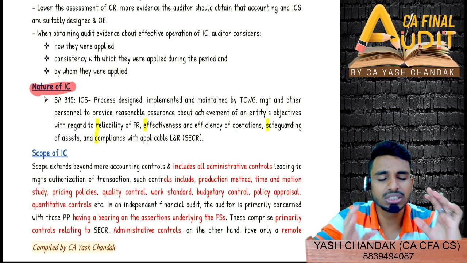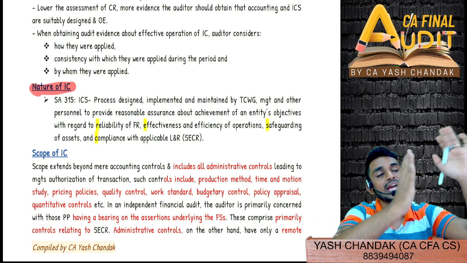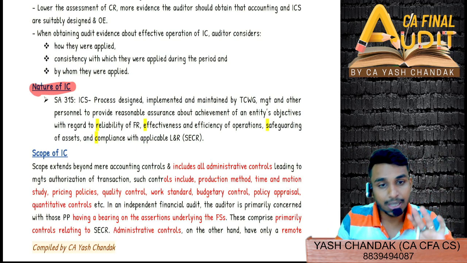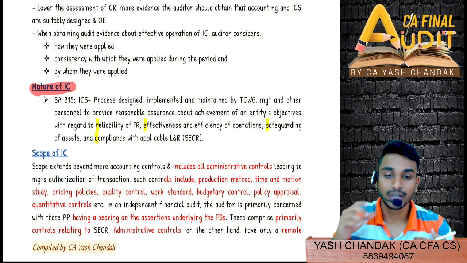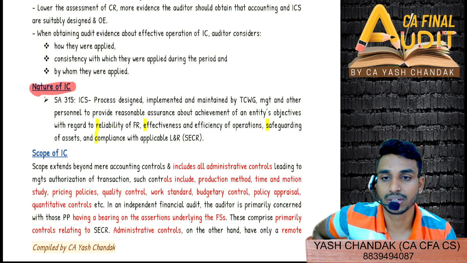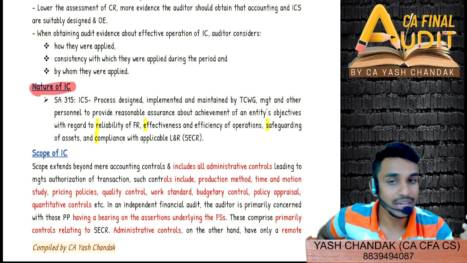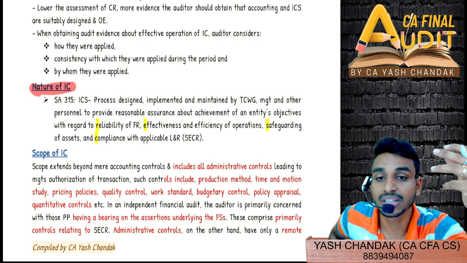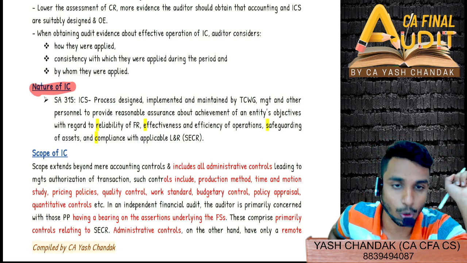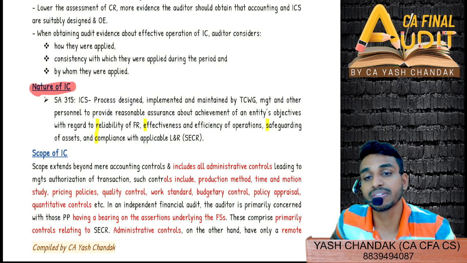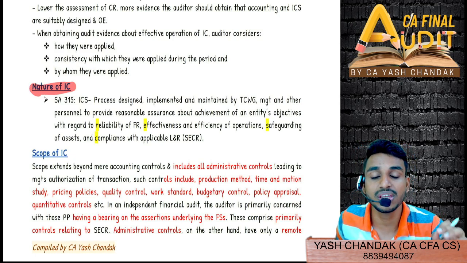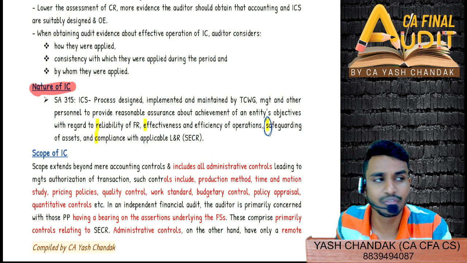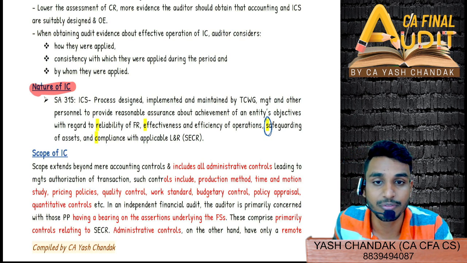That means we want to achieve the entity's objective, and whatever the entity's objective, for that objective we prepare an internal control system, design it, implement it and maintain it. We means TCWG, management and other personnel. So again, it is a process designed, implemented or maintained by TCWG, management and other personnel to provide reasonable assurance about achievement of the entity's objective. What could the entity's objective be? It could be with regard to SECR. S means safeguarding of assets. That means the entity wants its assets to be safeguarded in a proper manner.